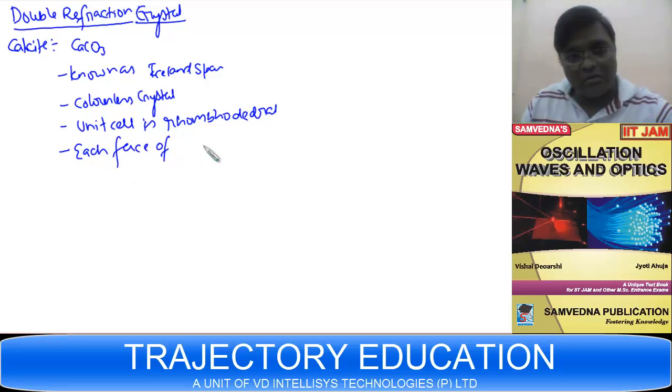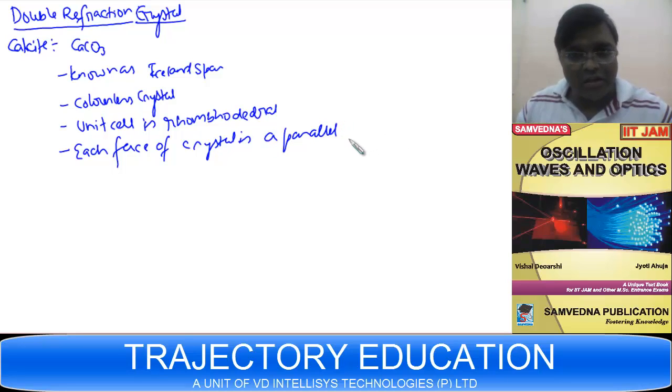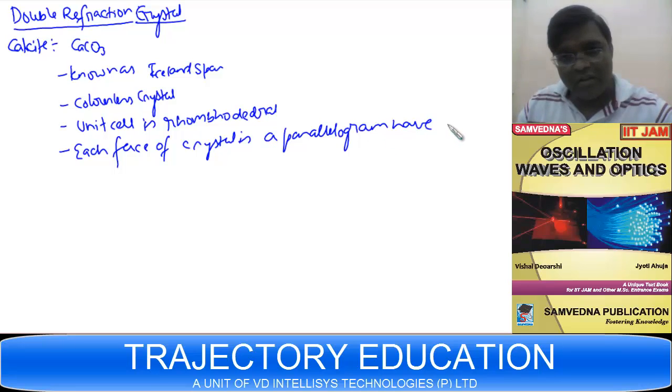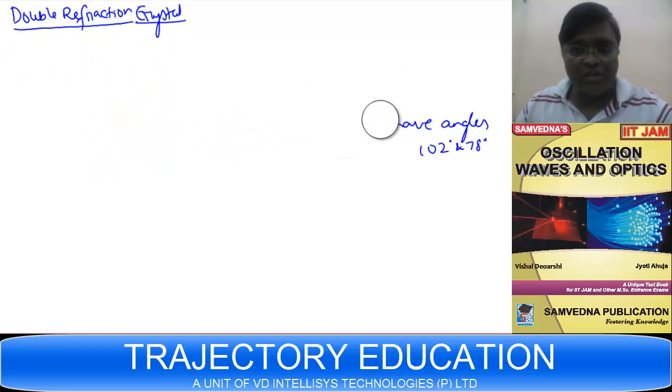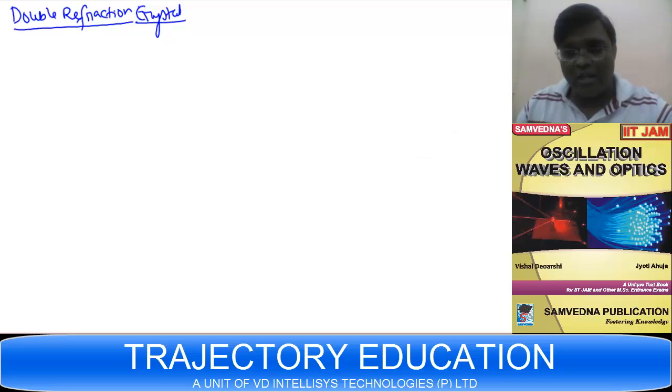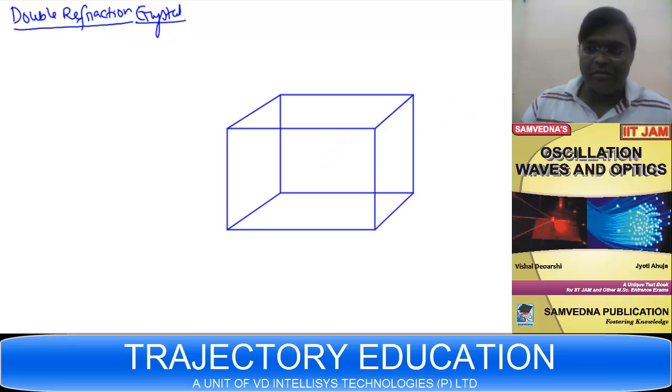Each face of the crystal is a parallelogram having adjacent angles 102 degrees and 78 degrees. I'll draw the unit cell. It will be very clear. I'll draw the unit cell of the calcite, which is rhombohedral.